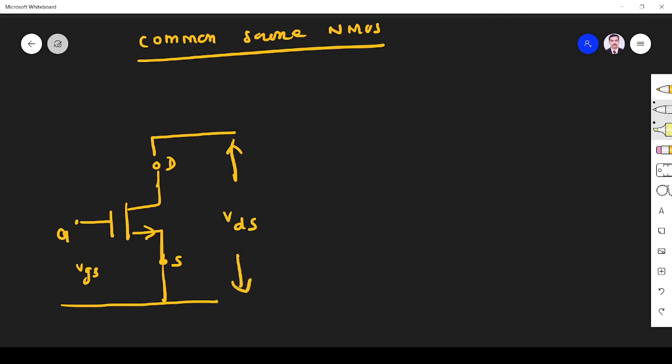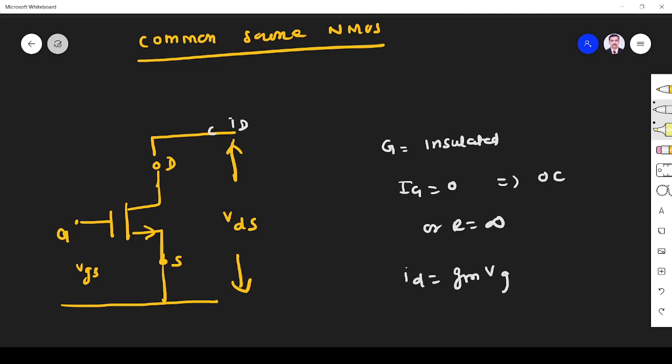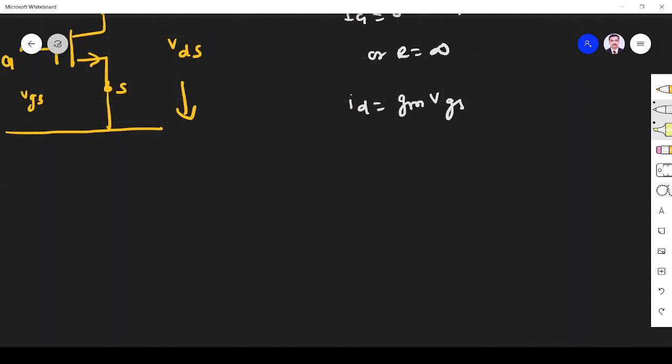We know that the gate is insulated in MOSFET. That means the gate current is 0, so ig is 0. So it is an open circuit, right? On the input side it is open. Gate current is 0, so it is open in nature, R is equal to infinity. So in the output, what is the output current? id, the drain current. We know id is equal to gm into vgs.